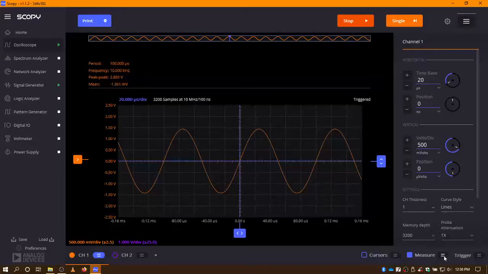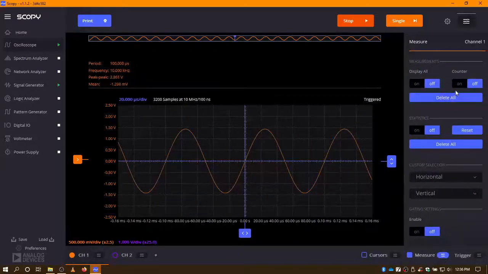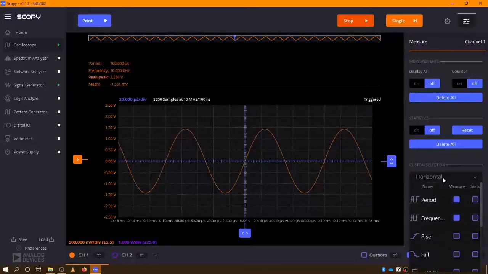If I click on this button here next to measurement, it brings up the measurement settings window. And right now, like I said, by default, it gives you period, frequency, peak to peak, and mean. You can go to custom selection and change some of your settings. So for the horizontal, which is your time base, you have here period, frequency. You can measure rise time, fall time, pulse width, and duty cycle.